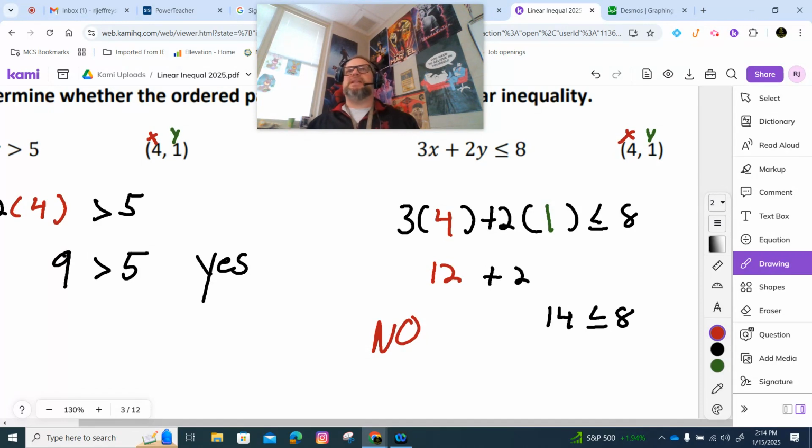Yep. You get like 3 problems for doing that. The reason why you get 3 problems is because you got to plug in for X, you got to plug in for Y, then you got to mark yes or no. So that's why I think that it's worth 3 problems or 3 points.